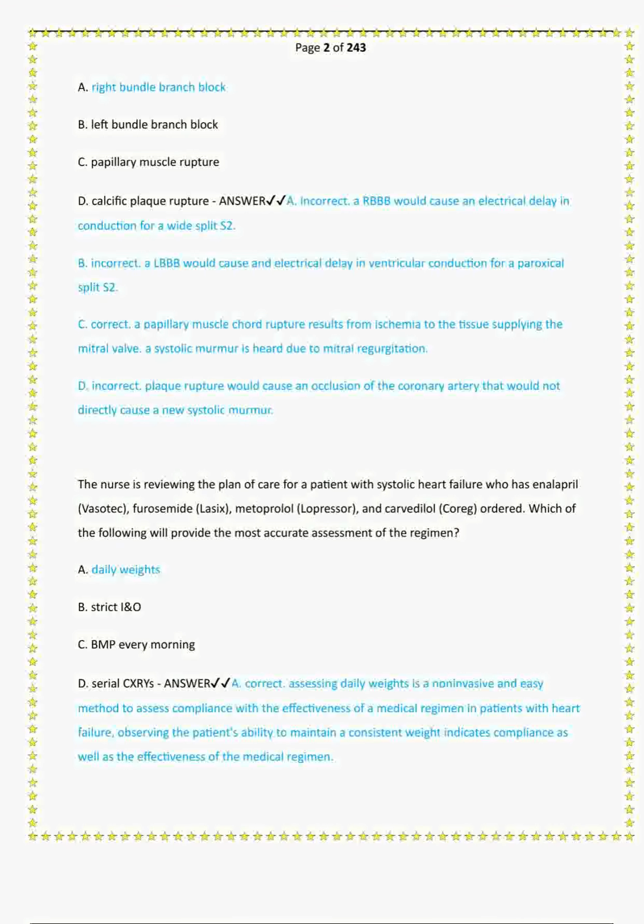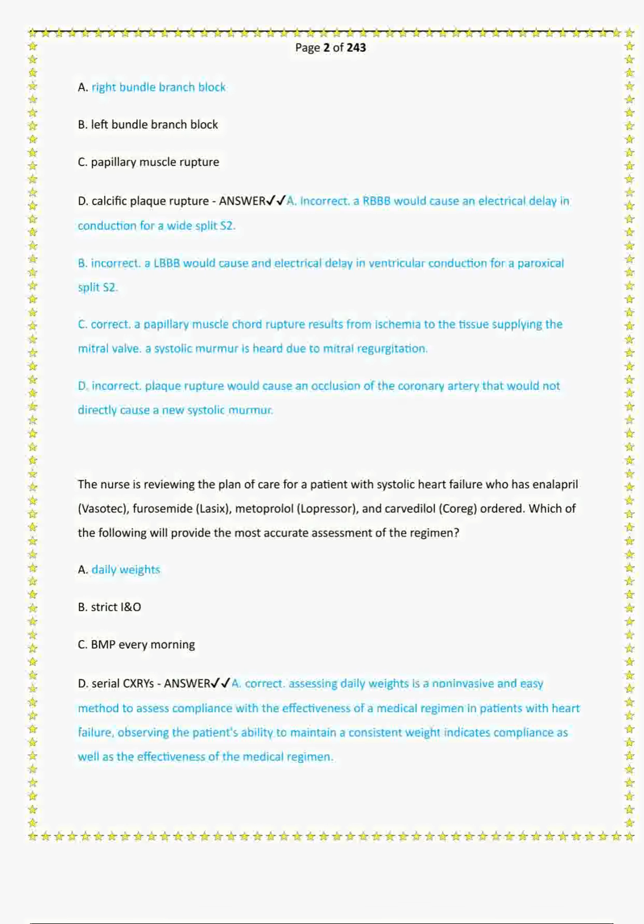A. Incorrect. A RBBB would cause an electrical delay in conduction for a wide split S2. B. Incorrect. A LBBB would cause an electrical delay in ventricular conduction for a paradoxical split S2. C. Correct. A papillary muscle rupture results from ischemia to the tissue supplying the mitral valve. A systolic murmur is heard due to mitral regurgitation. D. Incorrect. Plaque rupture would cause an occlusion of the coronary artery that would not directly cause a new systolic murmur.